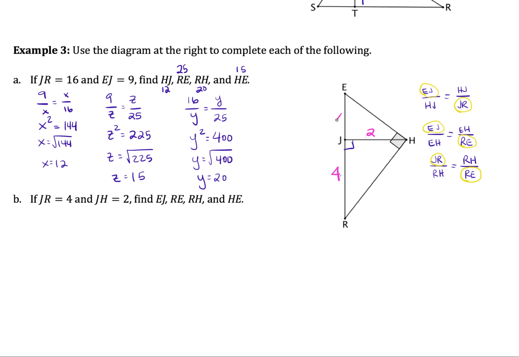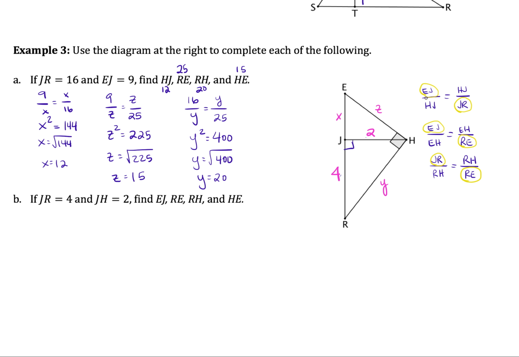And we have to find EJ, we have to find RE, which we know once we find X, maybe we can just add the 4 to the X and get RE. We need to find RH, which we'll call Y, and we need to find HE, which we'll call Z. So now, which parts of these proportions do we know? Well, let's circle the parts that we know.